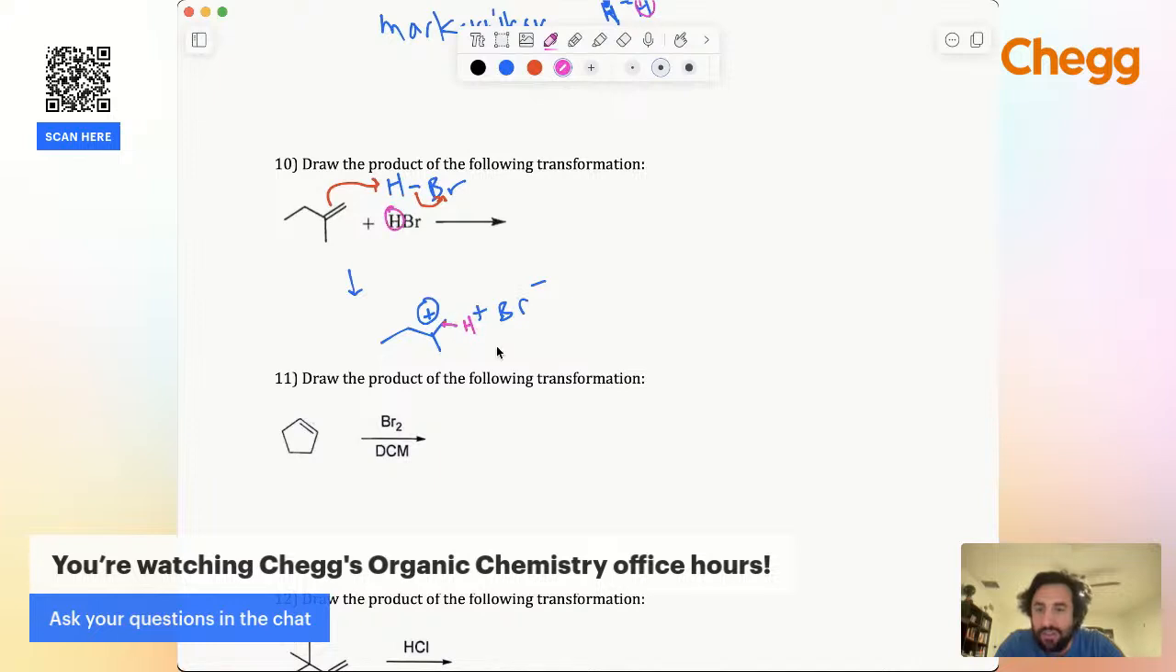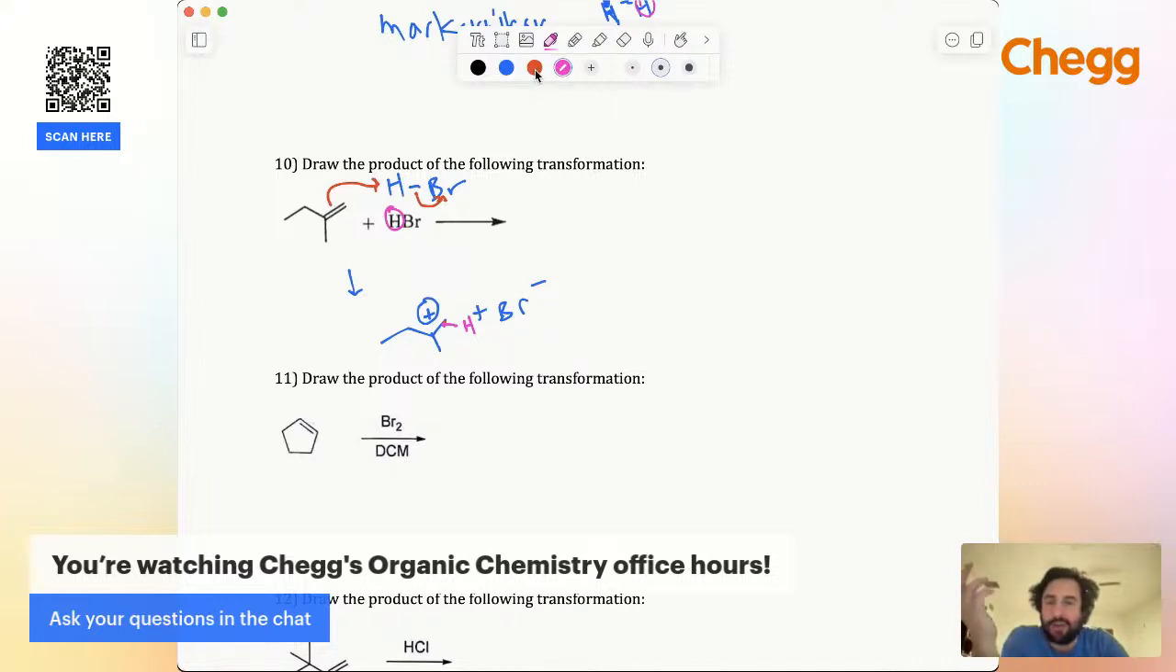This hydrogen went to the less substituted carbon participating in the pi bond, so that we could get the more substituted and therefore more stable carbocation intermediate. That's what's driving the Markovnikov regiochemistry. We will not get the primary carbocation. That's not going to happen, right? So that this is regiospecific.